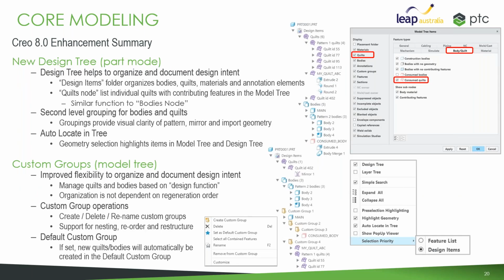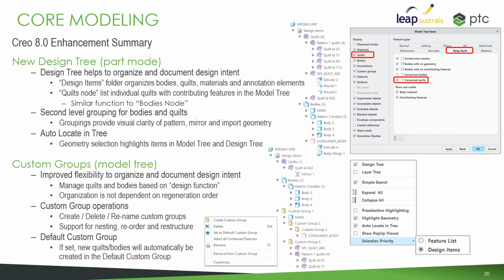Okay, sort of related to that is also the new design tree. So the design tree is a tool to essentially help you organize and manage your document design intent. Okay, so basically you've got your design items now that appear in the model tree up the top. So in Creo 7, we just saw bodies appearing there. Now this design items actually includes bodies, any quilts if you're working with them, annotations and material definitions. Okay, so we can start to put them inside that.